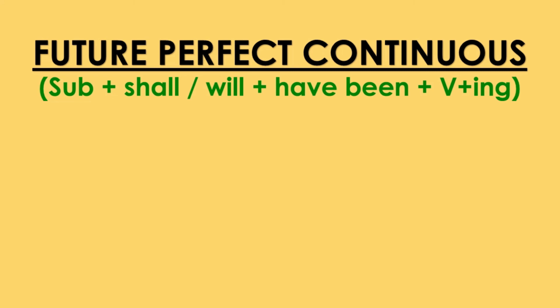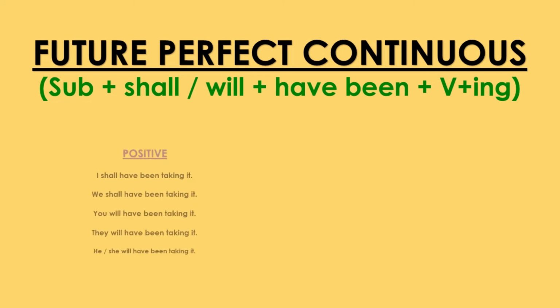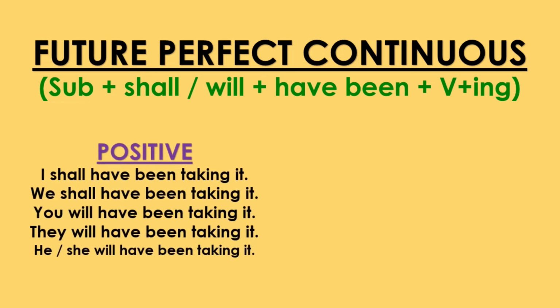Look at these examples. I shall have been taking it. We shall have been taking it. You will have been taking it. They will have been taking it. And finally, in case of third person singular number, it will be either he or she will have been taking it. And in case of negative sentences, let us see.